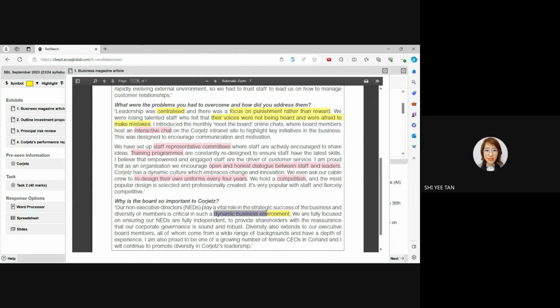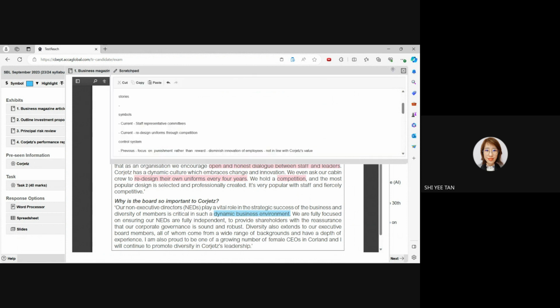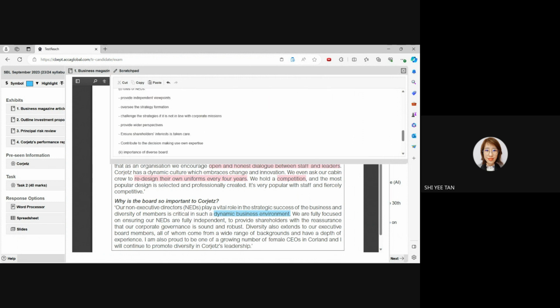Use another color. Wait. This one is B part. More on B part. Correct. Agree or not? So you go back to your planning. Where is my planning? Planning here. Okay, see B part. We said why is diversity important? Because we have a dynamic business environment in the airline, so we need to have various ideas. Having plenty of innovative ideas is important. So that's why we need a diverse board with different ideas, you see.